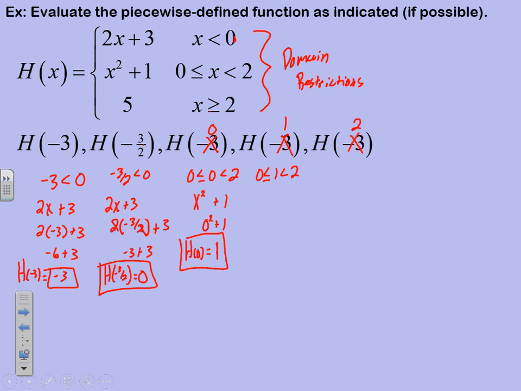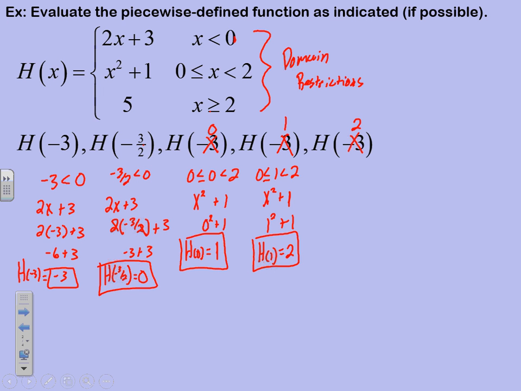So that tells you it also goes into the quadratic portion of the piecewise function. So substitute the number into the x squared plus 1 part of the piecewise, and I'm going to get 1 squared plus 1. Well, that's just going to give me 2. So h of 1 is equal to 2.